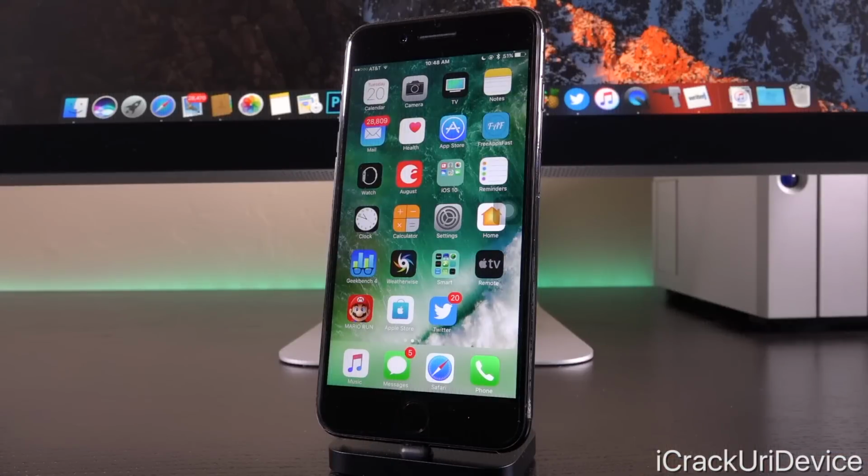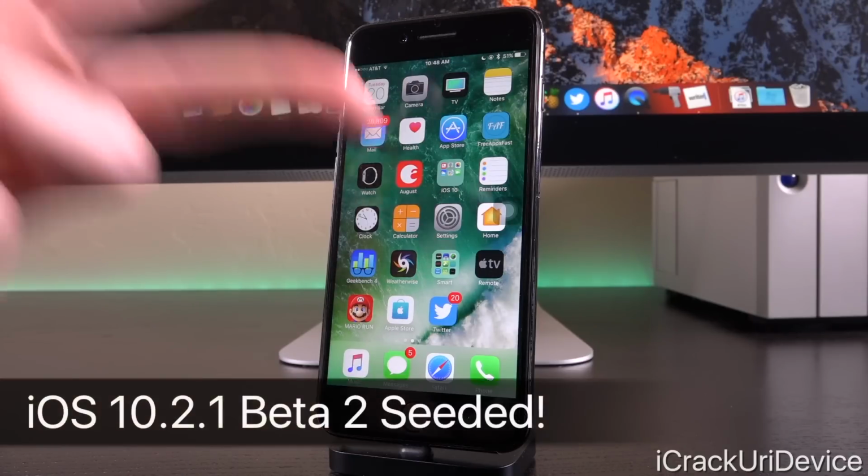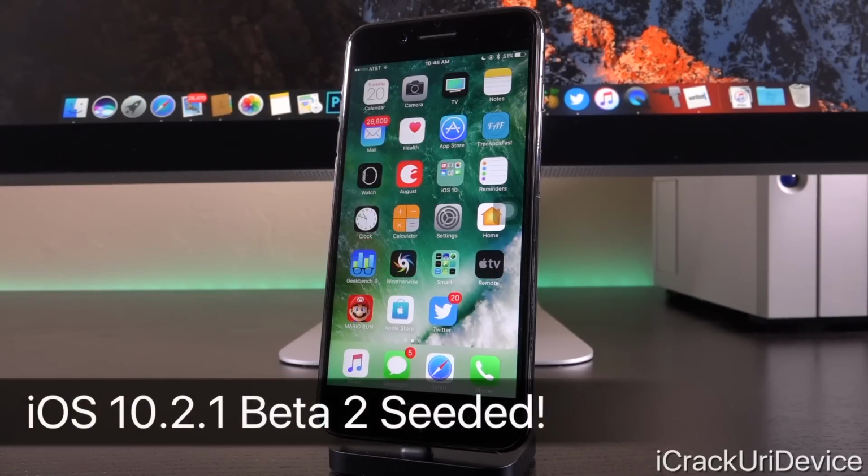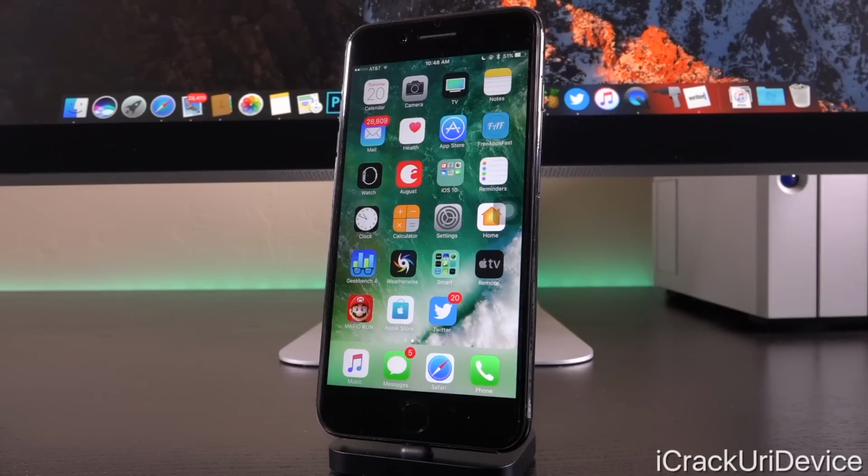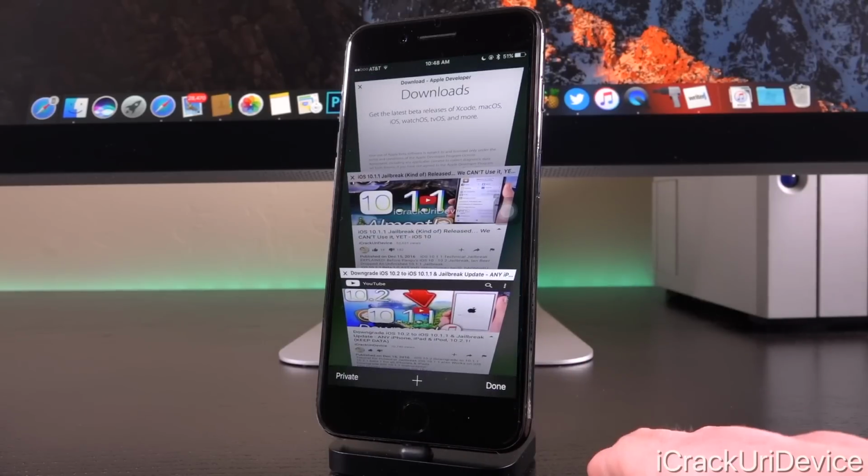Hey, what's up YouTube? It's ICU, and today following last week's release of both iOS 10.2 and 10.2.1 Beta 1, Apple has seeded the second beta to registered developers. Now today, we're going to go over what you need to know related to iOS 10.2.1, but also how to safeguard your potential ability to jailbreak in the future. So let's just get straight into this and open up Safari.